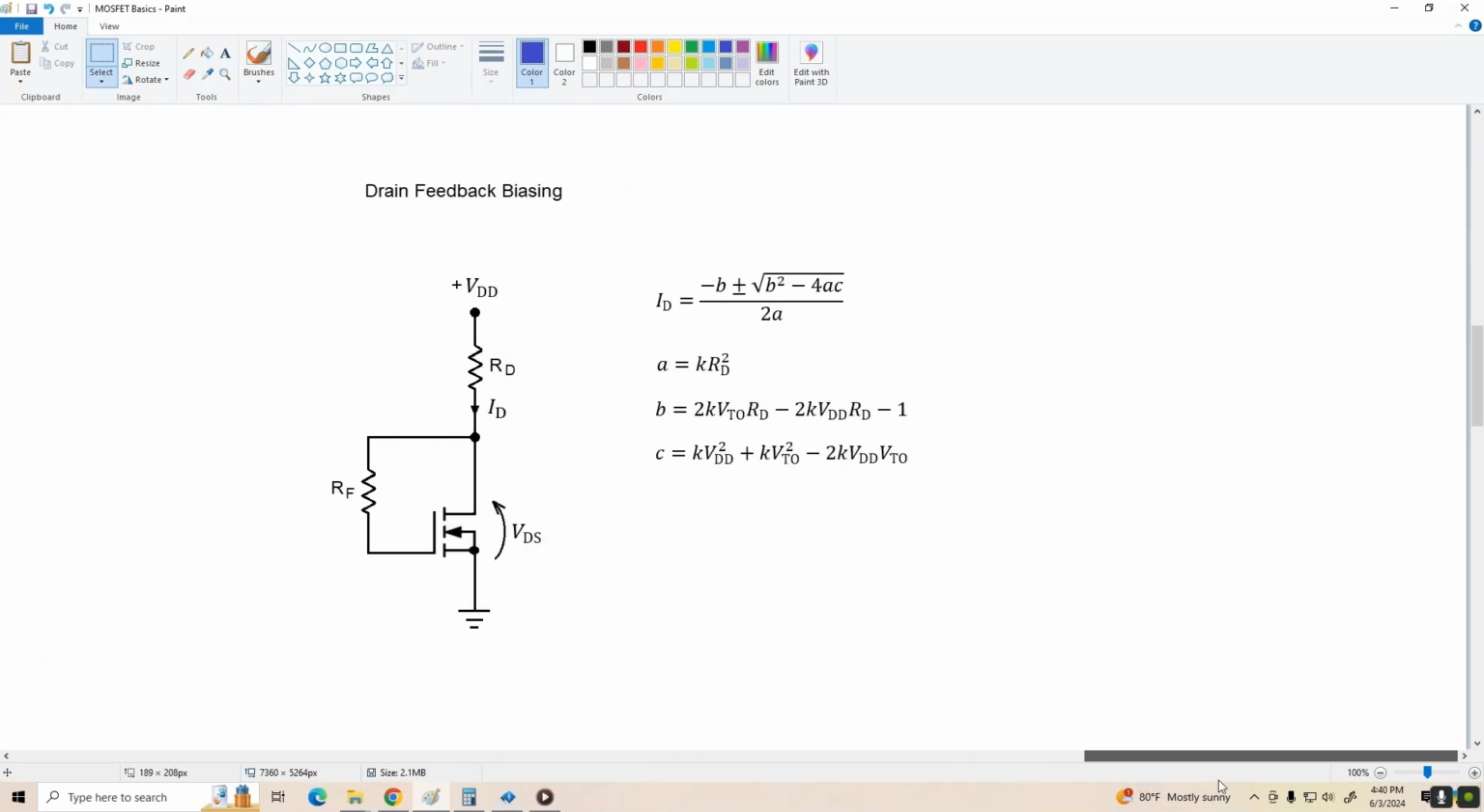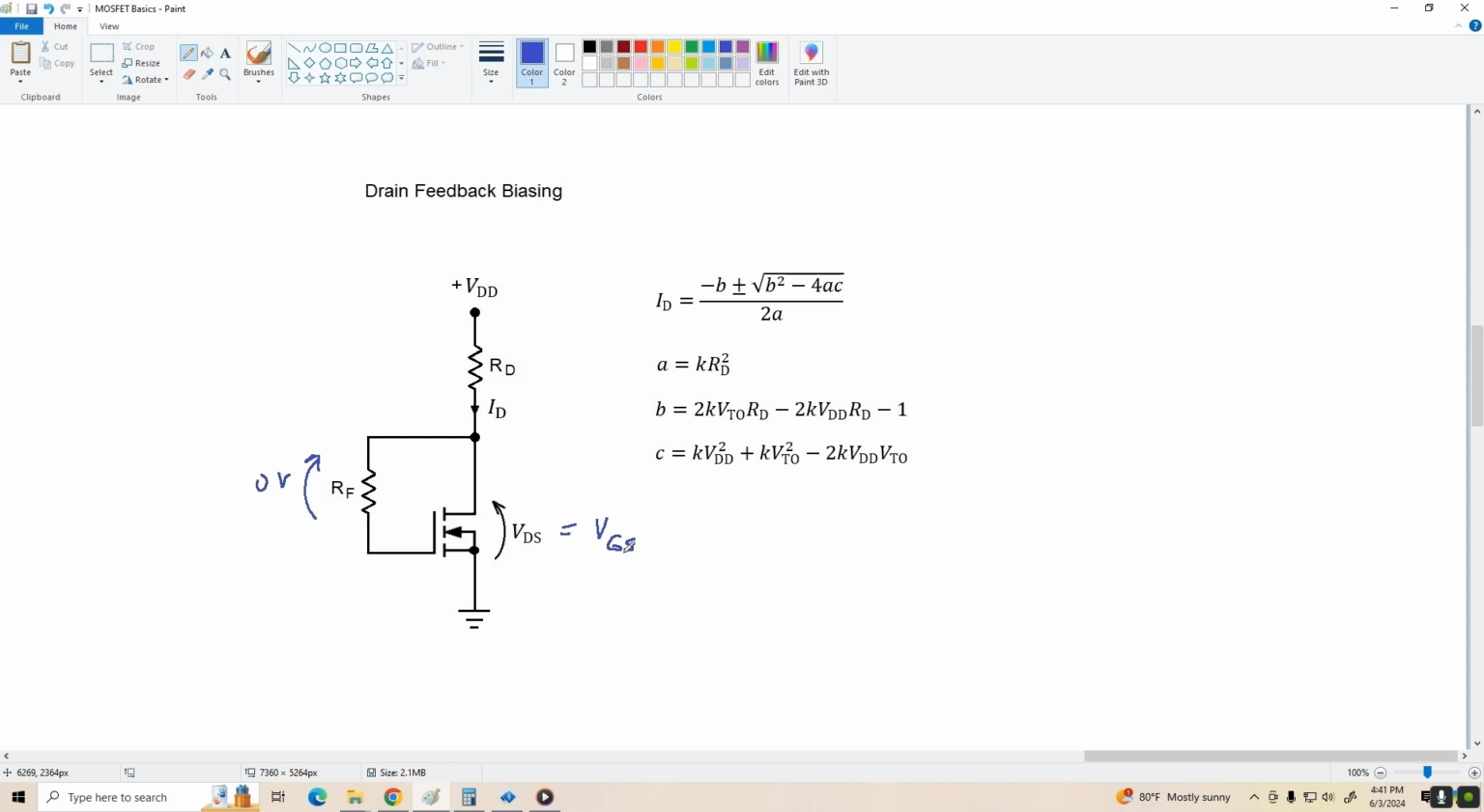The last biasing arrangement we're going to look at is shown here. This is drain feedback biasing. It's somewhat similar to collector feedback biasing we talked about with BJTs. So let's take a look at the circuit, and one thing we're going to notice is that since we have 0 gate current, the drop across RF is 0 volts. And that means that our drain to gate voltage is also 0 volts. So VDS is equal to VGS for this circuit.